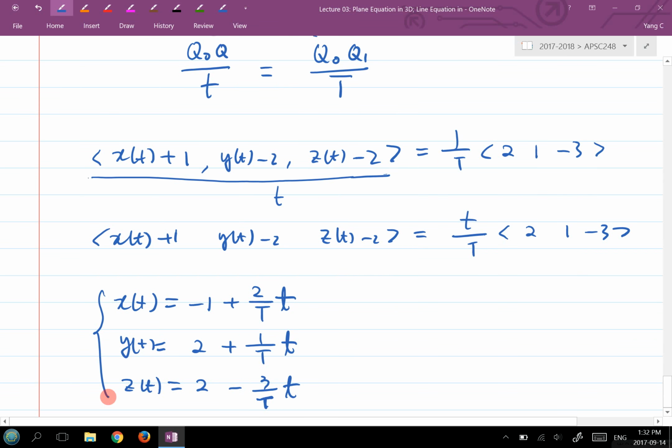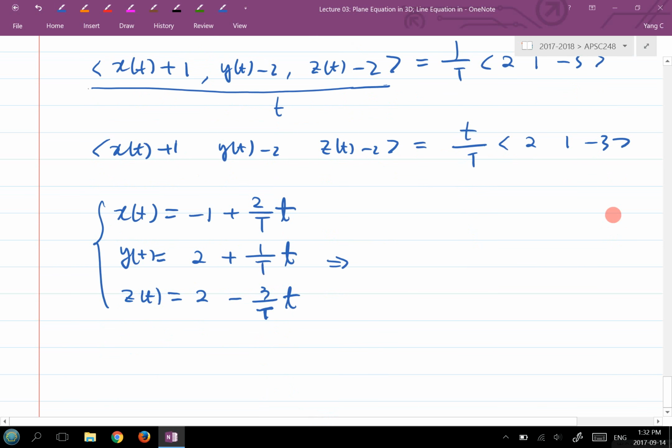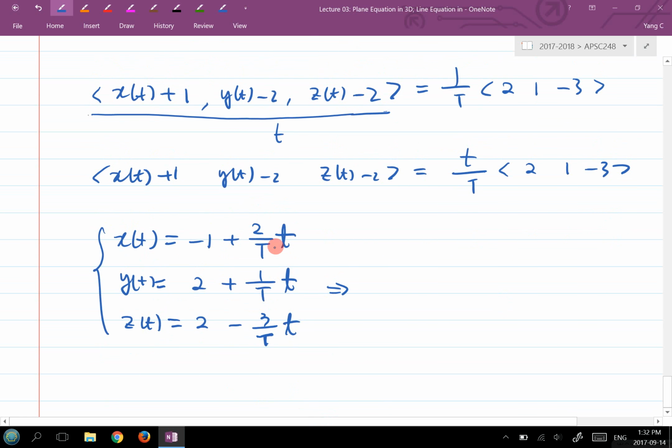Is that good? So now you see, we end up with the results, a set of equations. Basically, it's the parametric equation that we're looking for. So x of t is a function of t, y of t is a function of t, and z of t is a function of t. Okay? And what's more, you can actually look at this one here. If I use a different capital T, I will get a different number set here. Is that right?